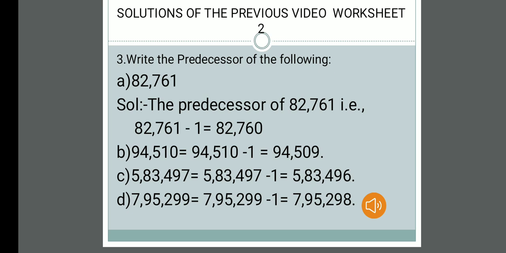C question: 5,83,497. Here also same, we have to make minus 1 at the unit place. It will become 5,83,496. And the last question: 7,95,299. We have to make minus 1, so that we will get the before number. We have to make minus 1 at the unit place. It will become 7,95,298.